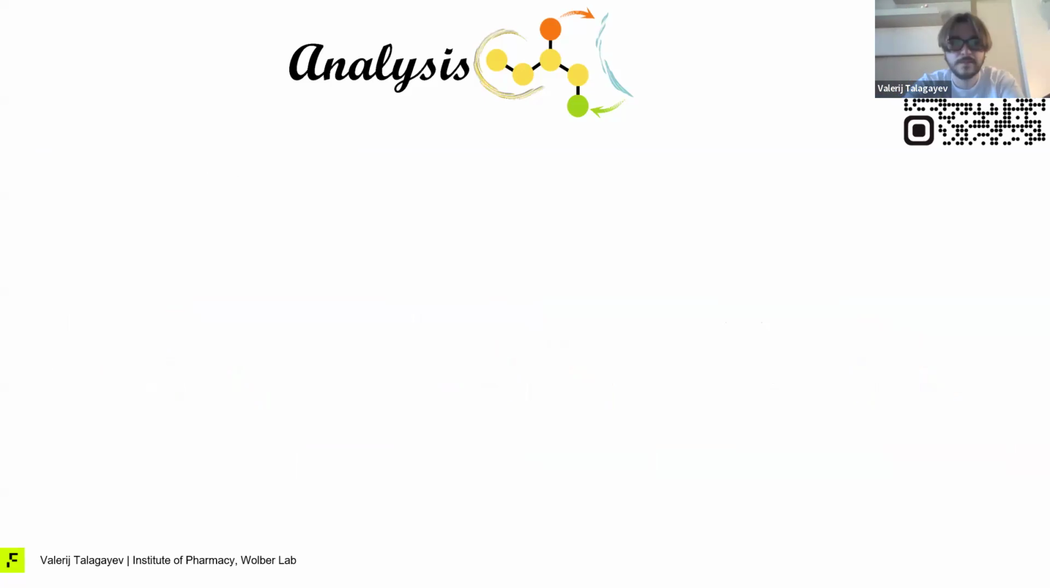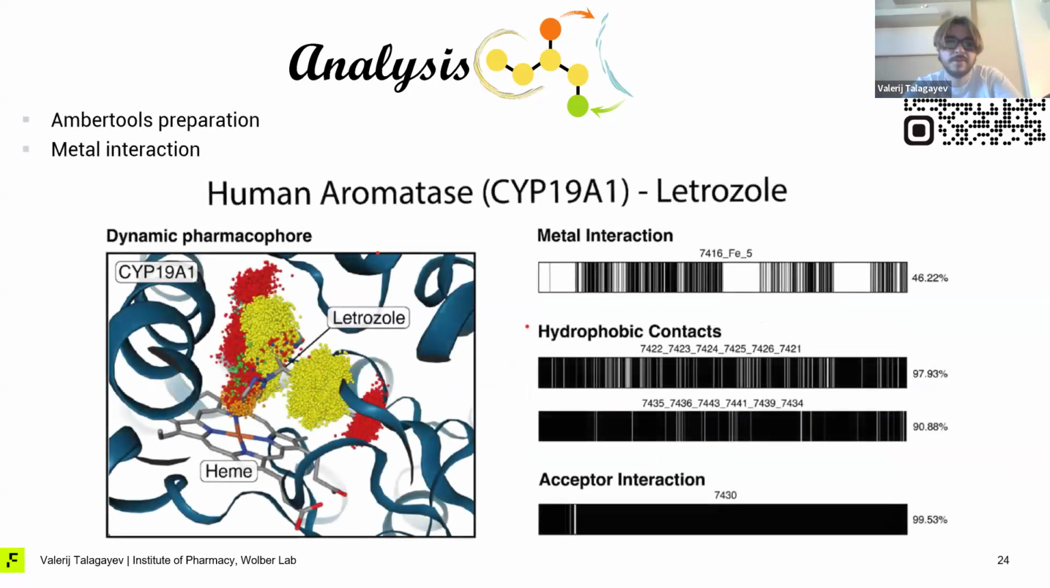And finally, for the final validation, or one of the other case studies that we had, we wanted to analyze the metal interaction, and in this case we then had the human aromatase CYP19A1, and there we looked at letrozole and the interaction of letrozole with the heme. In this case, for the heme, since it's a cofactor, we then used the AmberTools preparation, because the PDBFixer preparation mainly is used for protein and ligand MD simulation, so cofactors are a little bit trickier, so that we used then AmberTools for the preparation.